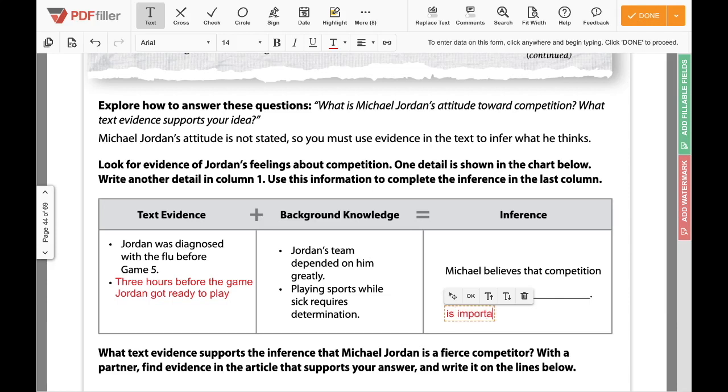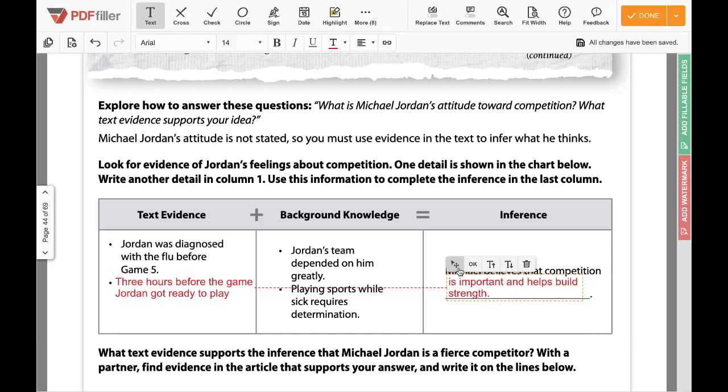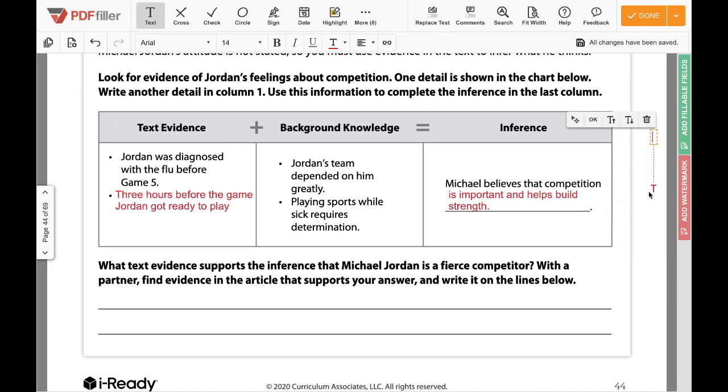is important, first of all, right? Because despite being sick, despite everything else, he shows up to this game. And possibly, he believes it's important and helps build strength. Because he shows up, maybe he thinks it's going to help him to feel a little bit better, and that's why he's showing up despite the fact that he's sick, right? So it's important and helps build strength. So regardless of how he's feeling, all that kind of stuff, he's still going to show up for the competition.